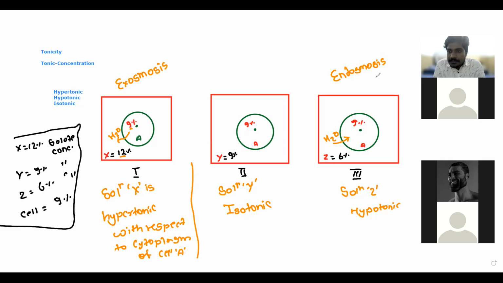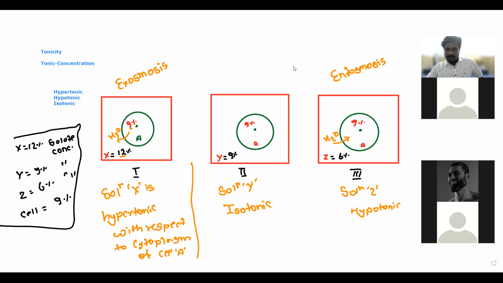Any doubt? No, sir. Please take a screenshot of this, or just note down all these things. That would be also good for you. Then we can move ahead with the next concept, that is called plasmolysis. I hope you have taken the screenshot.